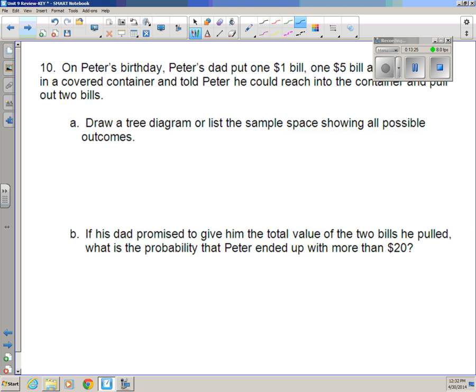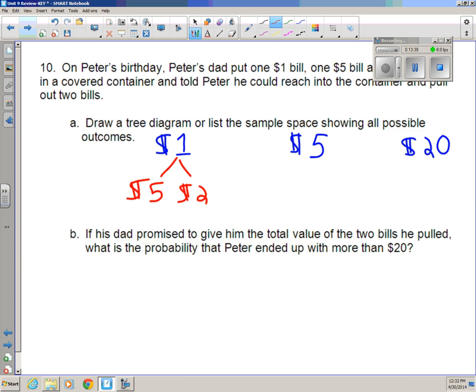On my first pick, he could pick a 1, or he could pick a 5, or he could pick a 20. Well, if Peter picks a 1 the first time, then what's left in the jar is either the 5 or the 20. If Peter picks a 5 the first time, then what's left in the jar is either a 1 or a 20. If Peter picks a 20 the first time, then what's left in the jar is either a 1 or a 5.